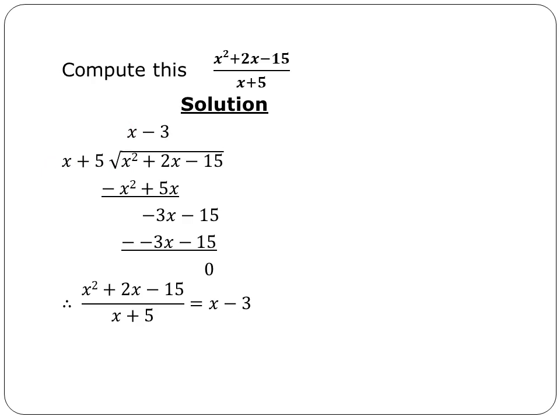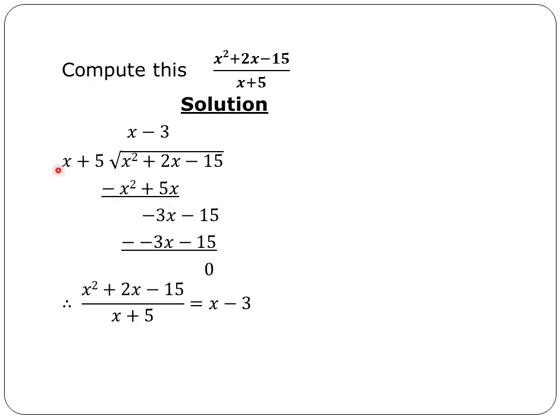Now you multiply the result you get with each of the terms in the divisor. That gives us x times x, that is x squared, and also x times 5, that is 5x. Now we perform subtraction as usual. So 2x minus 5x gives us minus 3x, and similarly x squared minus x squared gives us 0.